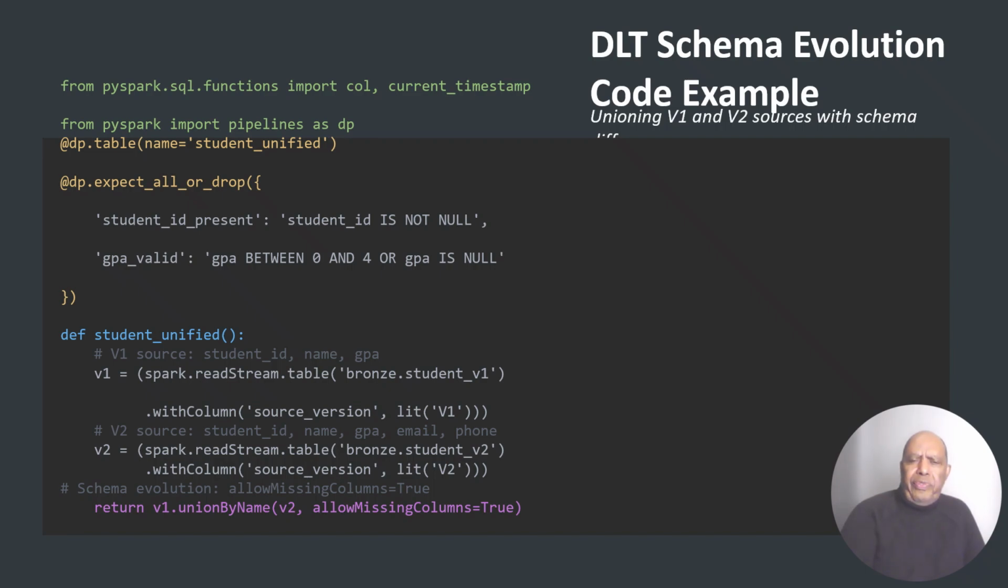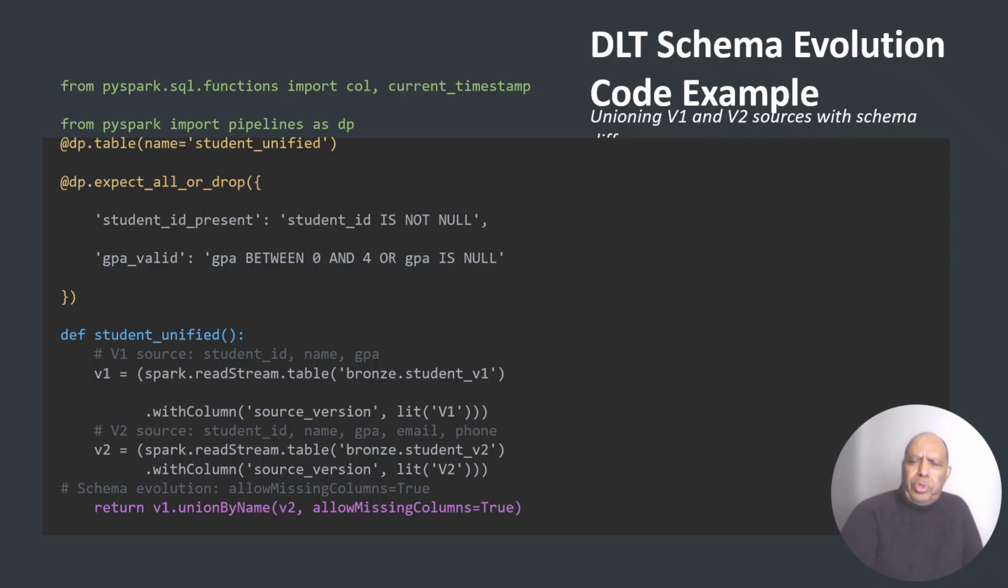Now the union, this is the key line here. This is very important. V1.unionByName(V2, allowMissingColumns=True). Without allow missing columns, this would fail because V1 does not have email or phone. With allow missing columns equal to true, it works. V1 records get null for email and phone. V2 records have all fields populated. So the result is you get one unified table with all 5 columns.